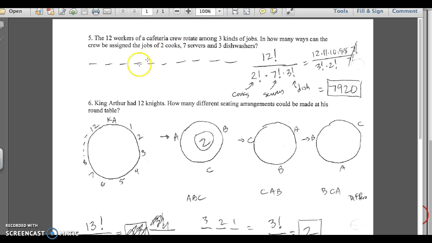Over, let's do all the repeats. There can be a cook as person A and a cook as person B, or that's the same thing as BA. So we want to take out all our repeats of cooks, take out all our repeats of servers, 7 factorial, and take out all our repeats of dishwashers, so 3 factorial. So just do the math there, 12 times 11 times 10 times 9 times 8, all the way down. I'm going to cancel that out with 7 factorial, since I see that's going to be my largest number. And what I'll have is 3 factorial, 2 factorial. Just enter that into your calculator, and you'll get 7,920.